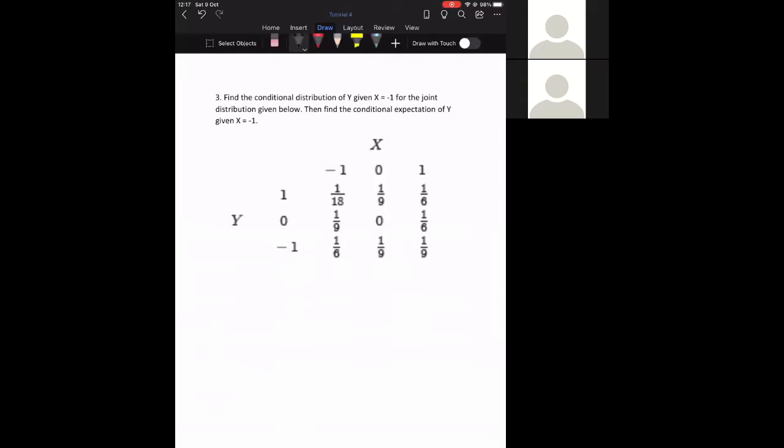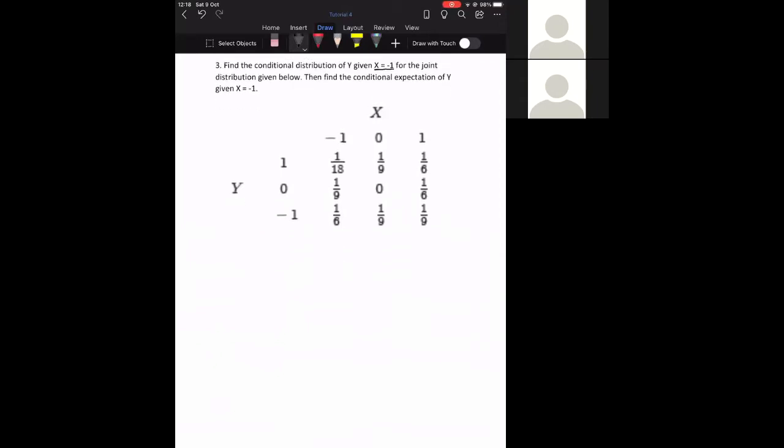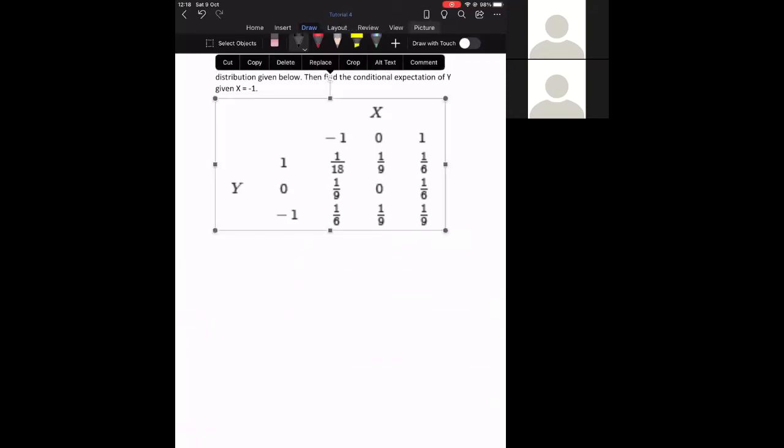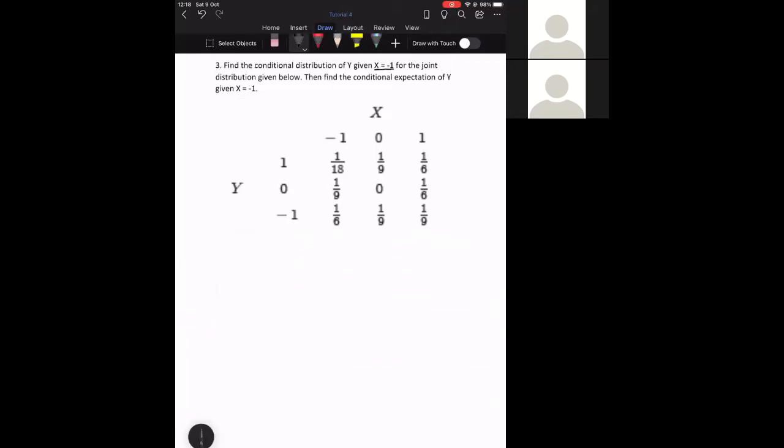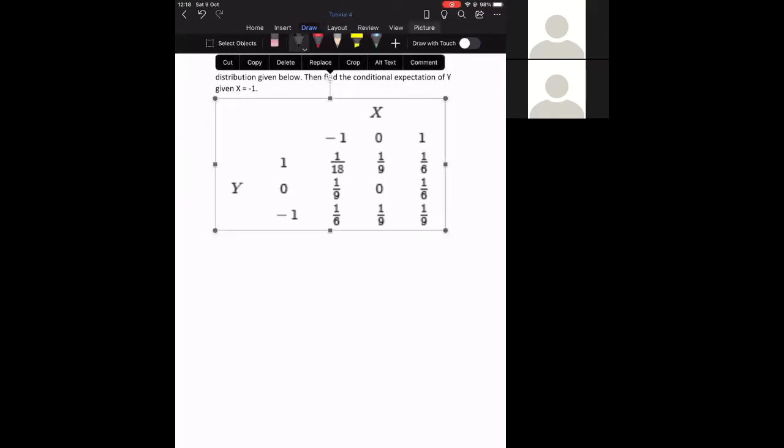So we're given x is equal to -1. This means it would make our lives easier if we have the probability that x is equal to -1. There's no need to calculate the marginal PMF of x, but we would want to find the probability that x is equal to -1. So let me just decrease the size of this table.